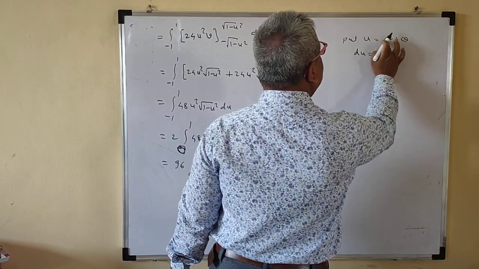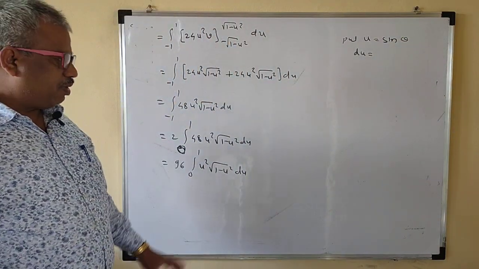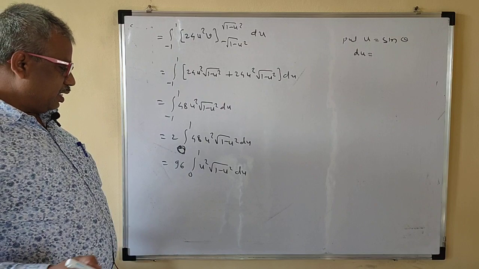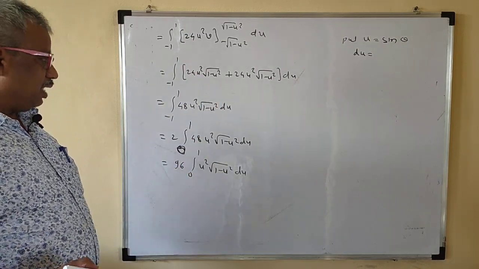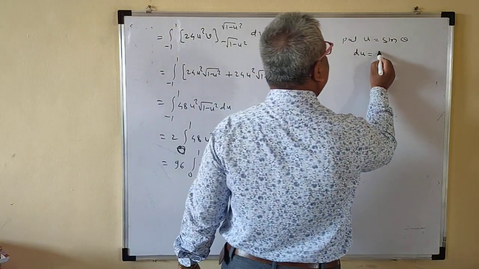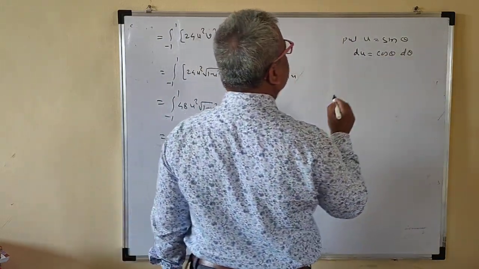So we will put u equal to sin theta, so that the derivative works. You may put cos theta, no problem, but the derivative of cos theta is minus sin theta. So we will put u equal to sin theta, so du is equal to cos theta d theta. Okay, so we put the limits of this.